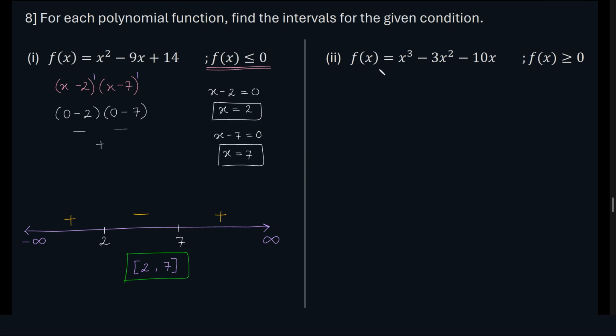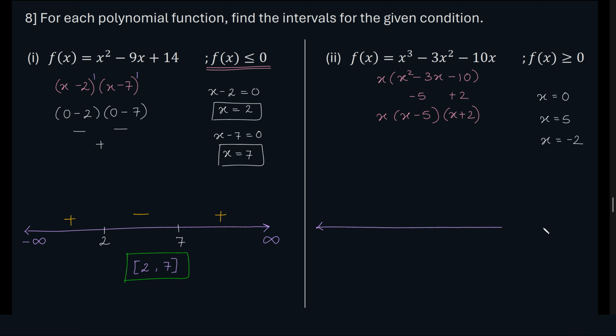Next, f of x equals x cubed minus 3x squared minus 10x for f of x greater than or equal to 0. If we take out the x, we will be left with x squared minus 3x minus 10. If we take -5 and positive 2, their multiplication will give us -10, and addition will give us -3. So the factors are x, x minus 5, and x plus 2. Equating them to 0, we get x equals 0, x equals 5, and x equals -2.